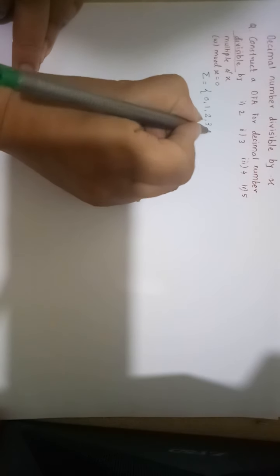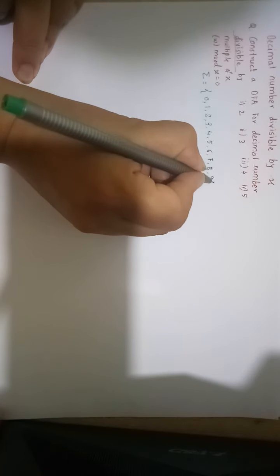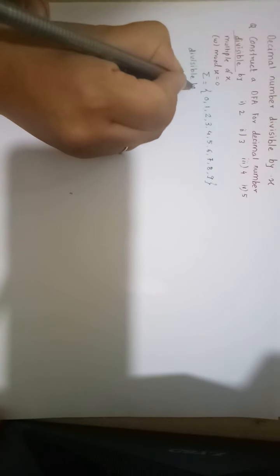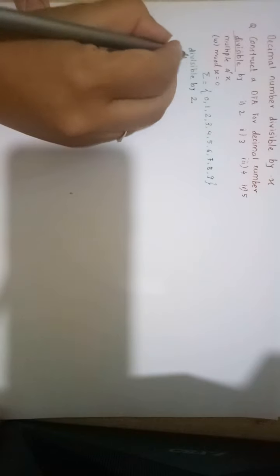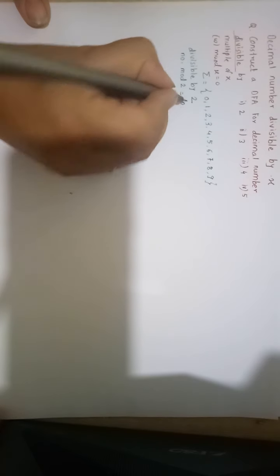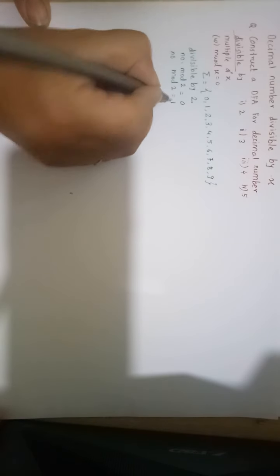So the alphabet is 0, 1, 2, 3, 4, 5, 6, 7, 8, 9. These are the decimal numbers. So we consider divisible by 2. Suppose number mod 2 is equal to 0, otherwise number mod 2 is equal to 1.